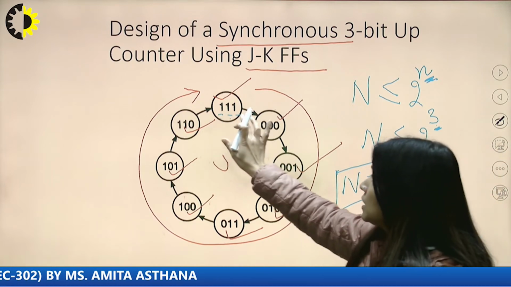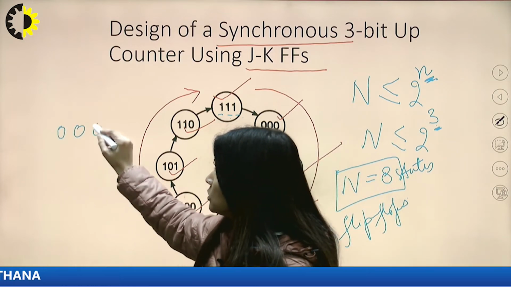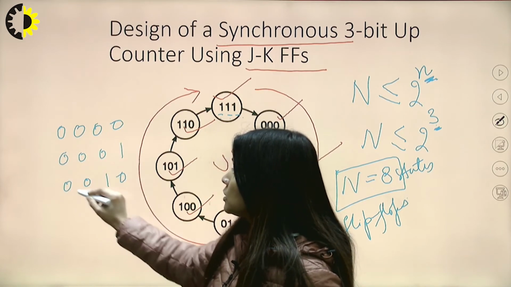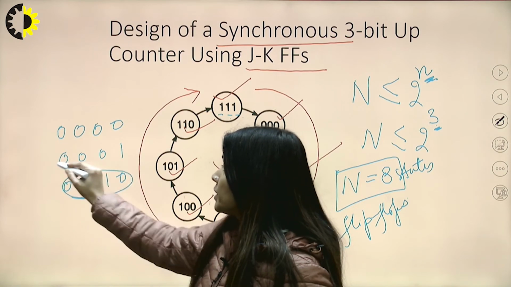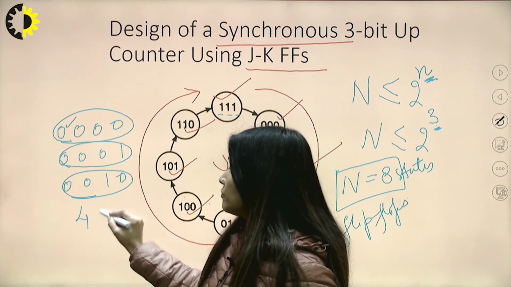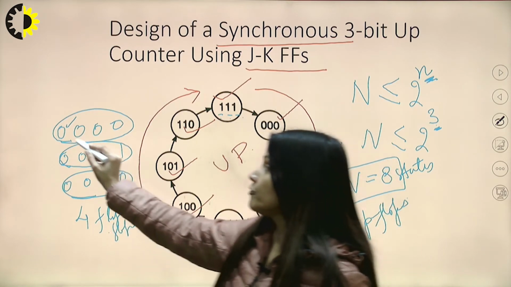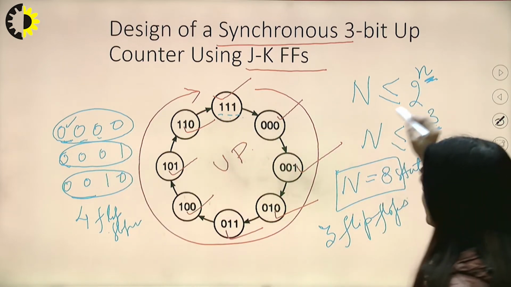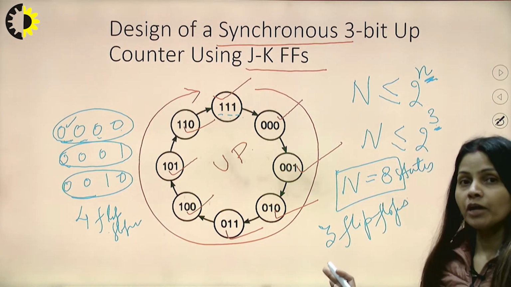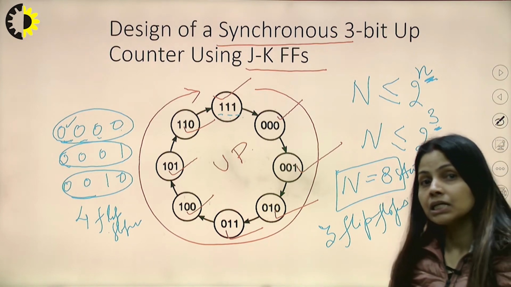Let's say we need to design a counter counting 0000, 0001, 0010 like this. It is having 3 states only, but we are having a 4-bit counter. In this case we will take 4 flip flops, because the number of bits you need to check also. That is the key point for deciding how many flip flops we are going to take for designing any synchronous counter.